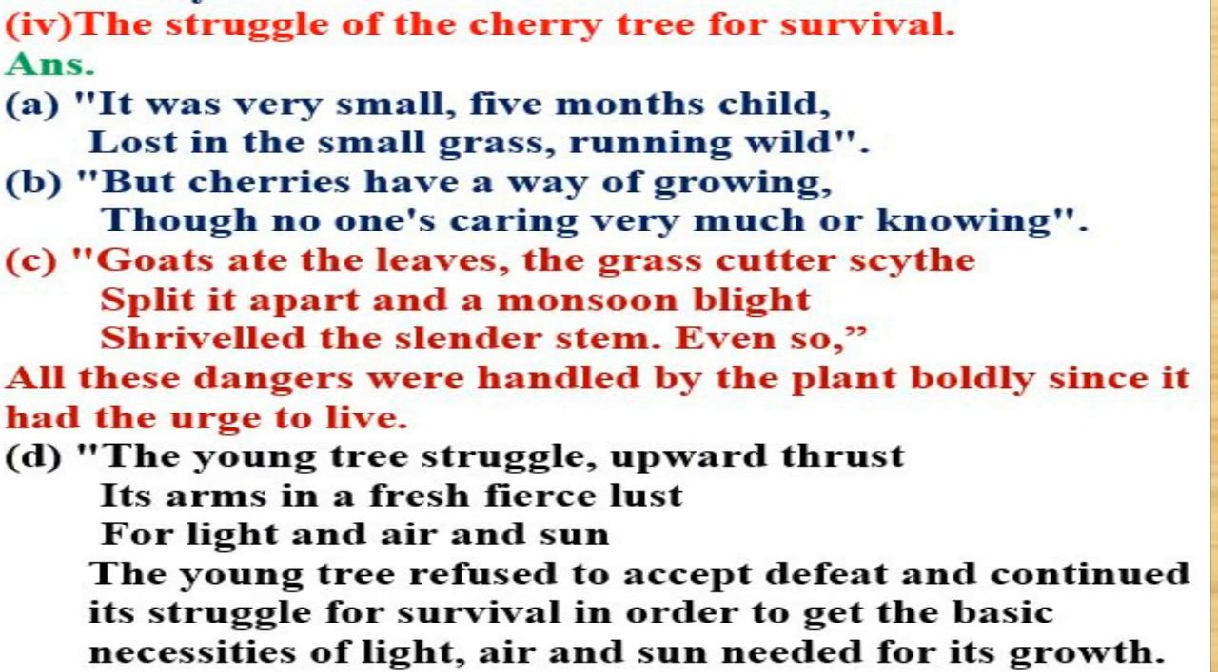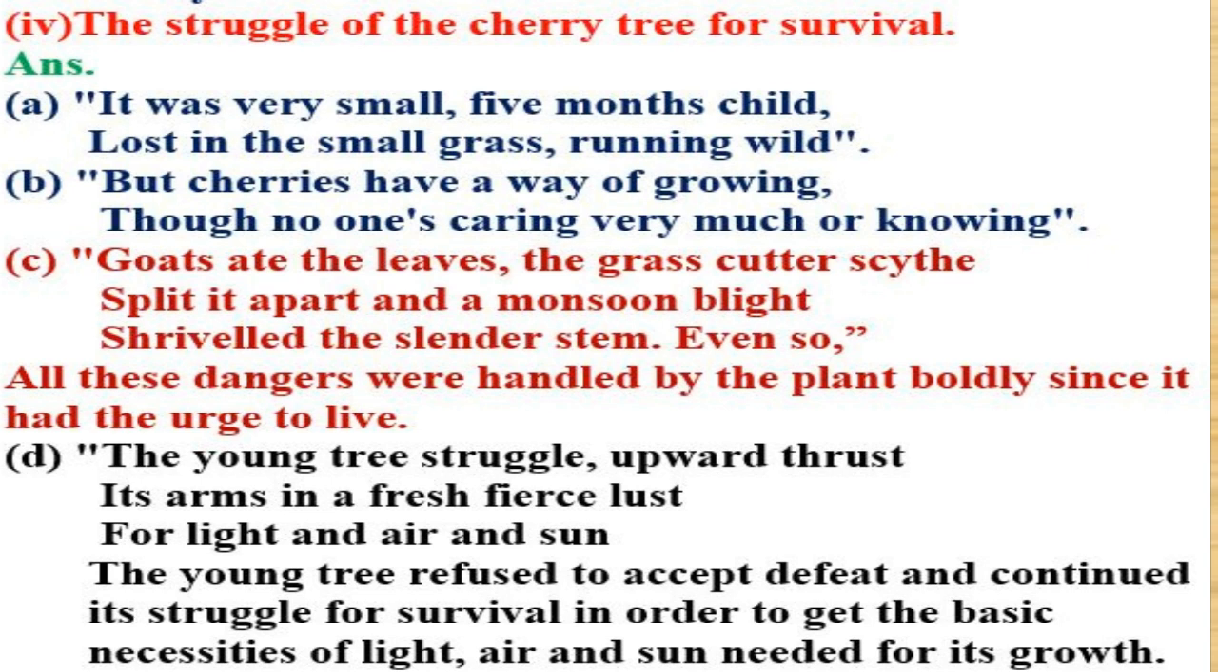The struggle of the cherry tree for survival. Answer A. It was a very small five months child, lost in a small grass, running wild. B. But cherries have a way of growing through no one's caring very much or knowing. See, goats ate the leaves, the grass cutter's scythe split it apart, and monsoon blight shriveled the slender stem even so. All these dangers were handled by the plant boldly since it had the urge to live.